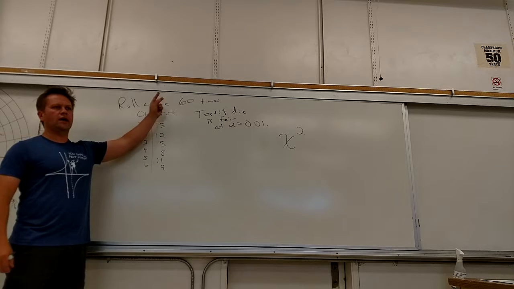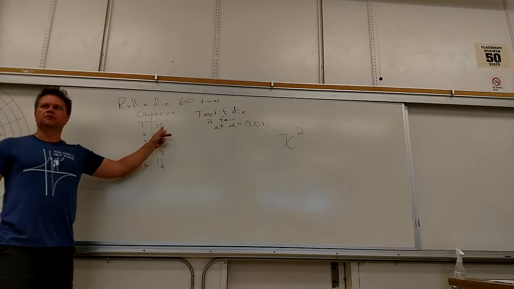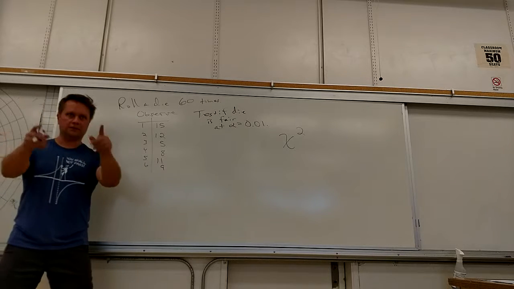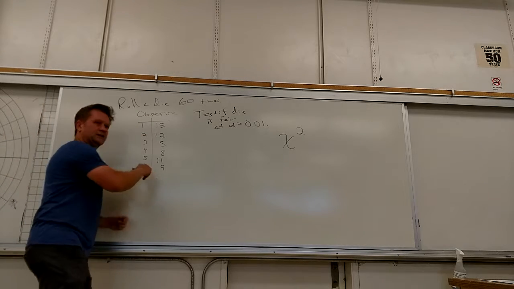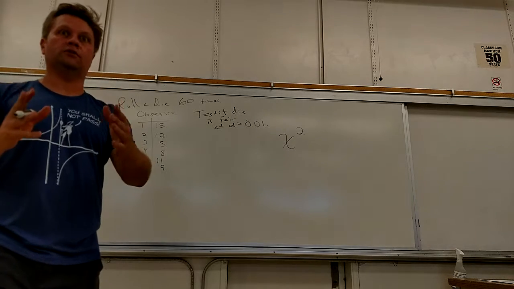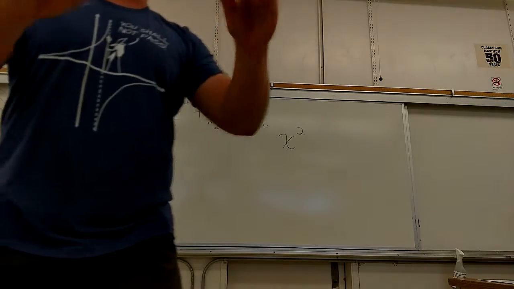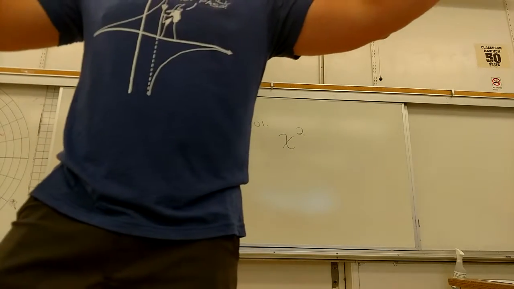What would you exactly expect to have happen? If this is a fair die, there should be how many ones? You could do it 60 times, 6 things. If it's a fair die, should any of them show up more often than the other ones? No. So how many of each would there be? 10. Good. This is an example of a uniform distribution, right?